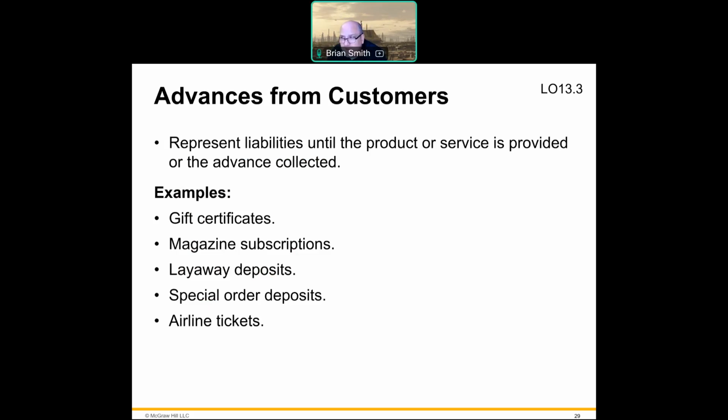Airline tickets. You buy the airline ticket and then they don't get to record it as income until you actually fly. Same thing with any tickets, concerts, or sporting events. You buy the ticket, they don't get to count it as revenue until the event happens.